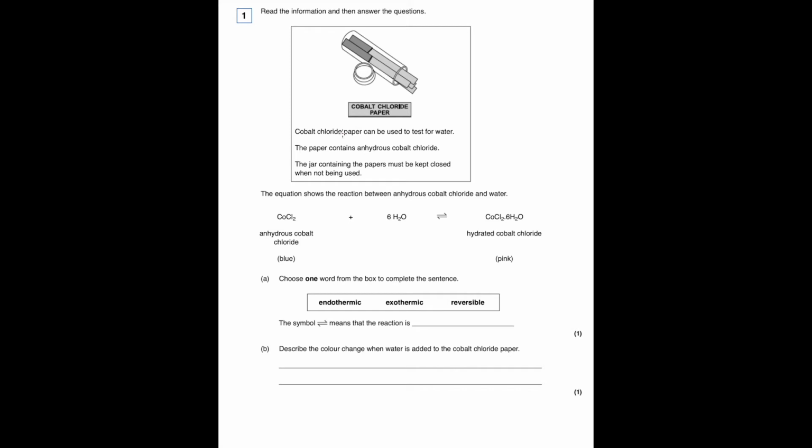So they've told us that we have anhydrous, so we're familiar with that from looking at copper sulfate, so this means without water. And we can see from this symbol that it is a reversible reaction, and we can see that there's a colour difference between our anhydrous and our hydrated cobalt chloride, just like there was with the copper sulfate example that we looked at. With the copper sulfate, our anhydrous was white and our hydrated was blue, but in this example our cobalt chloride is blue when it's anhydrous, but when it is hydrated it's pink.